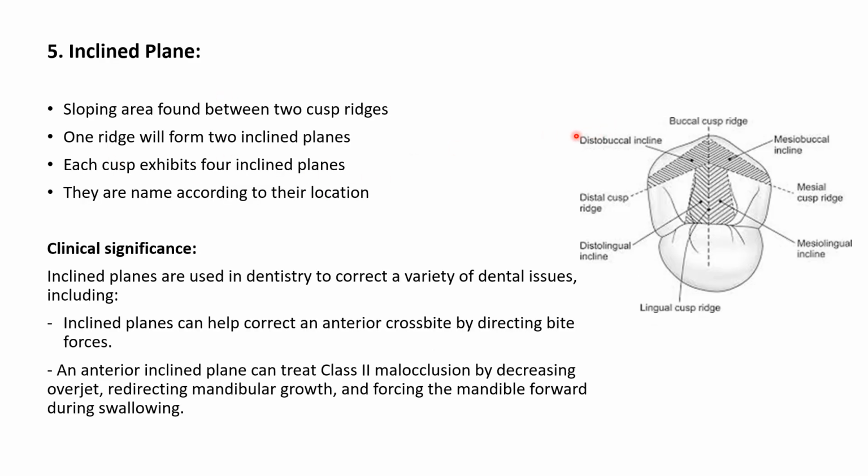So what is the clinical significance here? The inclined planes are used in dentistry to correct a variety of dental issues. What are these dental issues that can be corrected by the inclined plane? An inclined plane can help to correct an anterior crossbite by directing the bite forces. Anterior crossbite means, normally the lower anterior teeth are behind the upper central incisors. But sometimes the mandibular incisor comes forward of the maxillary incisor, and that is called a crossbite. So these can be corrected by the posterior inclined plane.